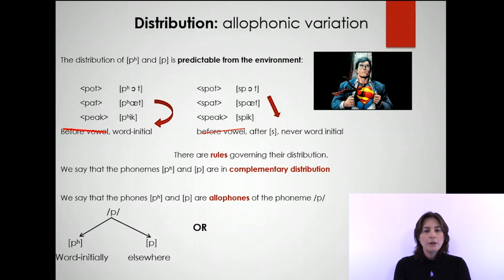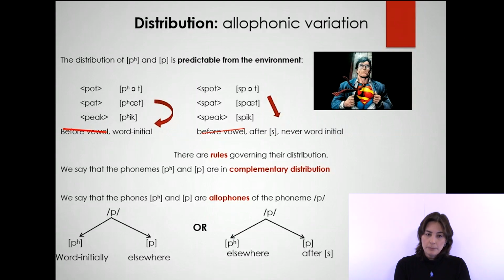In any case, notice that the generalizations we derived from the data also allow for an alternative model, in which the phoneme is also realized as two different allophones, but non-aspirated P is the one determined by the context after S, while the aspirated P is elsewhere. And again, please familiarize yourself with the terminology. This is the phoneme, and these are the allophones of the phoneme.